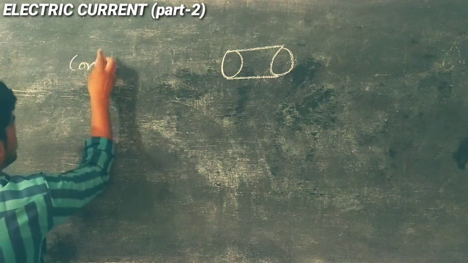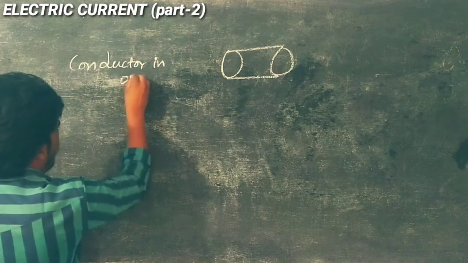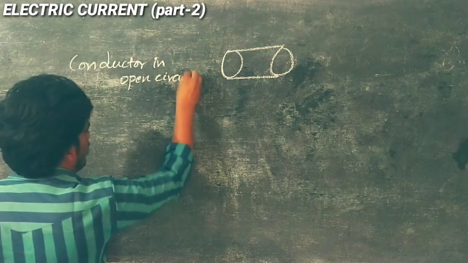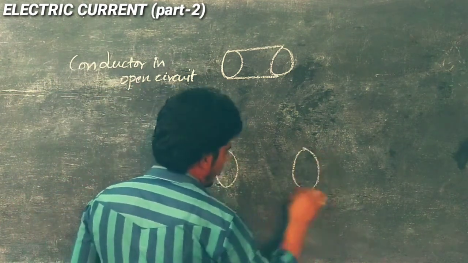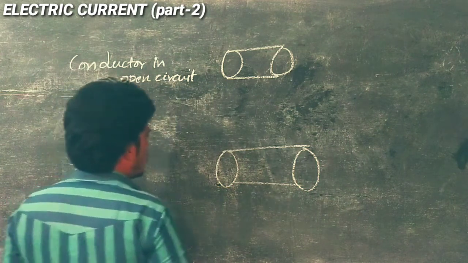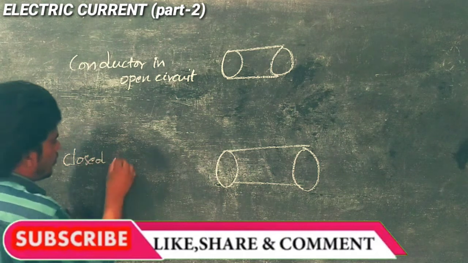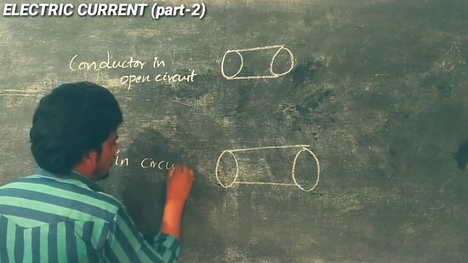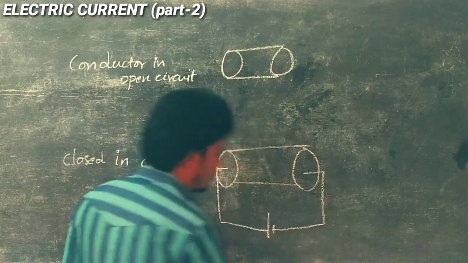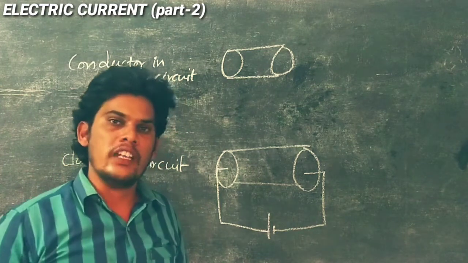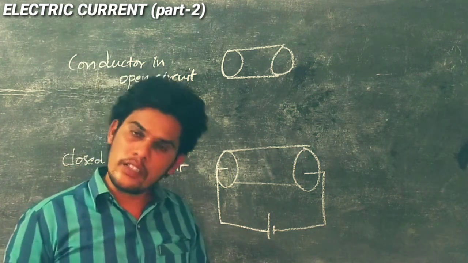conductor in open circuit. And another situation is conductor closed in circuit, meaning connected to the battery. So the scientists Drude and Lorentz observed the behavior of the electrons, the behavior of the charges in the conductor, in two situations.